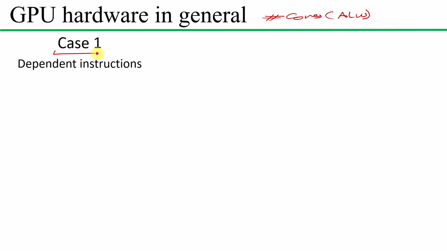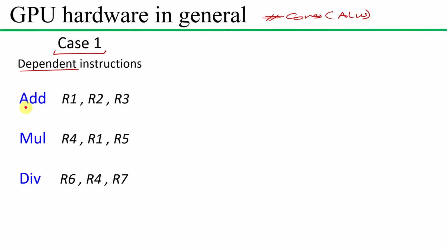Considering this, let's examine the effect of the core count differences on the application performance. Here I mean the number of cores in the GPU compared to the number of ALUs in the CPU. Okay, so here we are going to study two scenarios. In the first, we assume most of the application instructions are dependent, meaning each instruction relies on its predecessor. To clarify this, let's draft some instructions for this scenario.